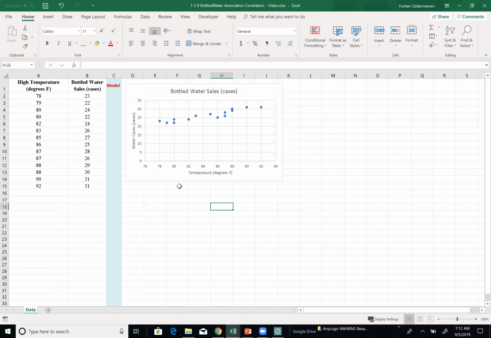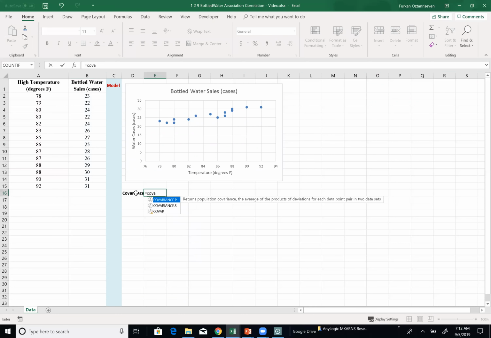Another way to see this relationship is called covariance. It's pretty easy to calculate covariance in Excel. Just type covariance, and Excel will give you two different options here. One, covariance of the population. Another one is covariance of sample. Since it's sample data, I will use covariance of sample. It's important to note that covariance of sample will be higher than covariance of population for small data sets like this because there's more margin of error. All right, so let's click on this.